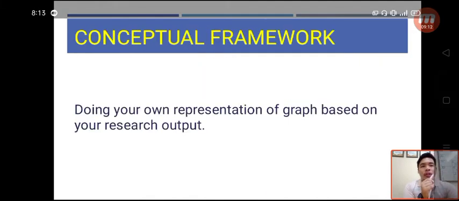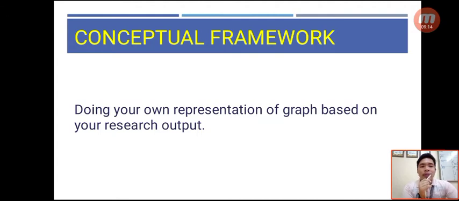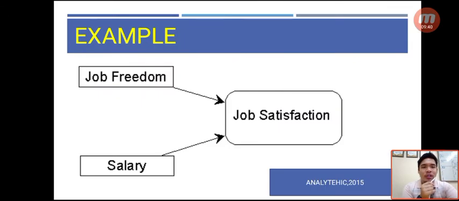Next po, conceptual framework. Doing your representation of graph based on your research output. So, conceptual framework, it is a task where you as a group, kailangan nyo pong gawin. It is doing your representation of graph based on your research output. So, kung ang inyong research title ay all about business, halimbawa, yun nga kanina, job satisfaction, job freedom, and salary.